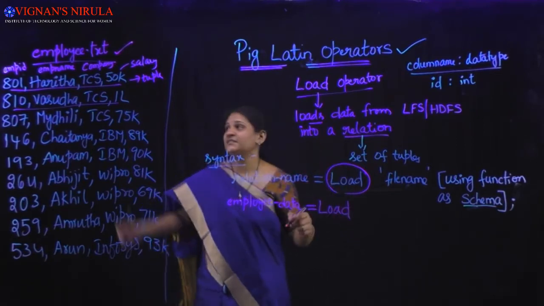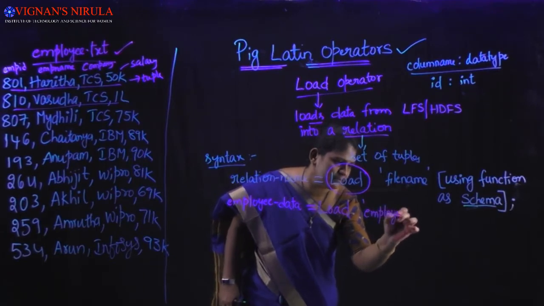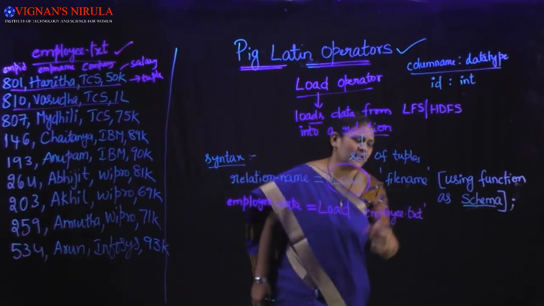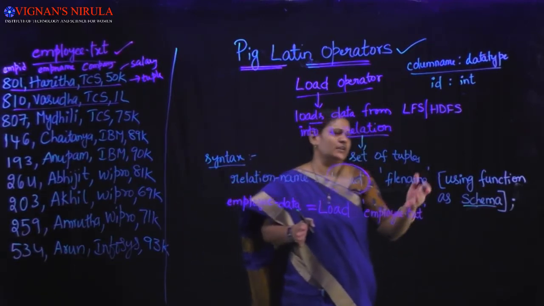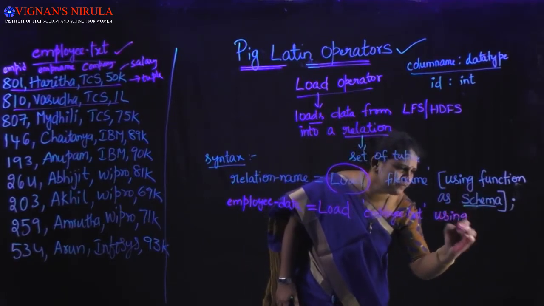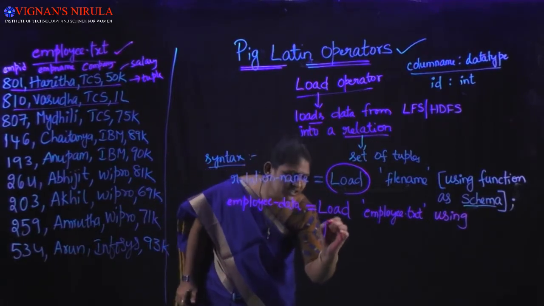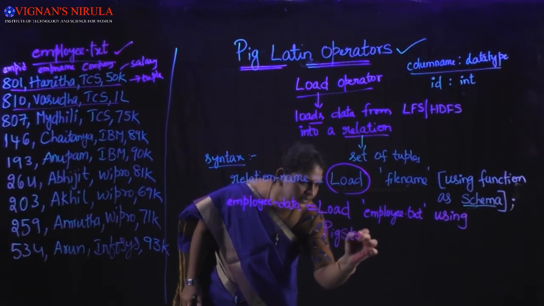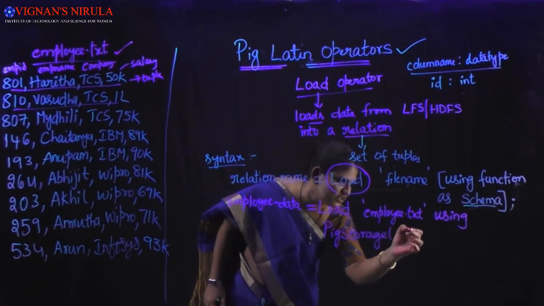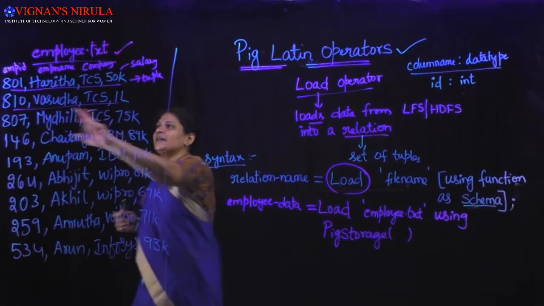The file name I've taken is employee.txt. You have to give the complete file name, followed by which you can either stop here or you can even give all these parameters also. I have assumed that this is structured data, so I'm using the PigStorage function, and this function will take one parameter. That parameter represents the delimiter of each field.